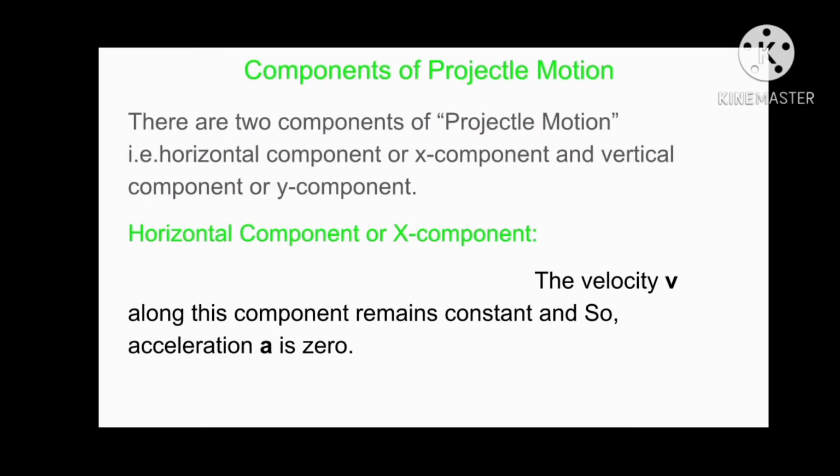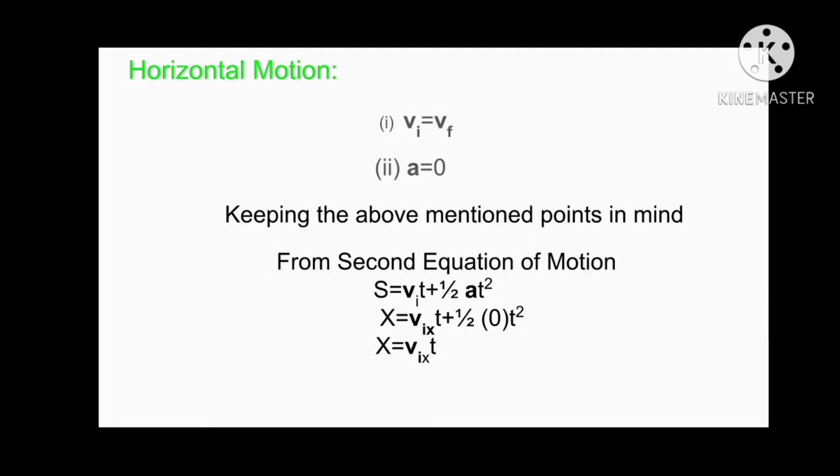We are going to discuss the components of projectile motion. Actually, there are two components of projectile motion, as we have already discussed in the example of the football, and these are the horizontal component or x component and the vertical component. Now we are going to discuss the horizontal component or x component. The velocity v along this component remains constant and so acceleration a is 0. As you can see, here v and a are bolded, which shows that these are vector quantities, not scalar quantities.